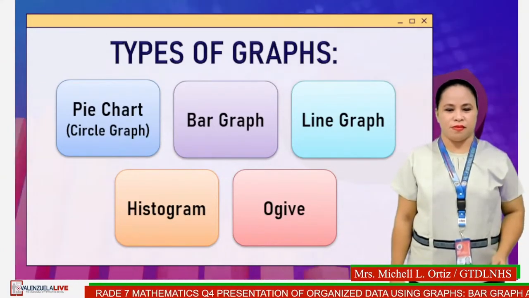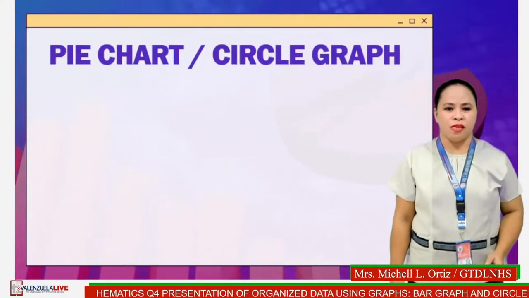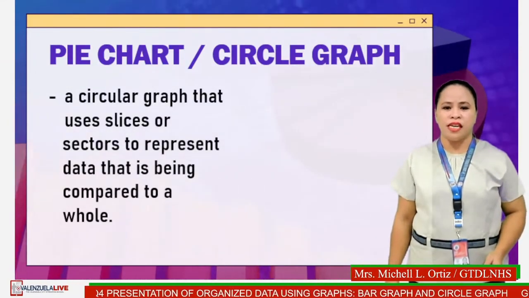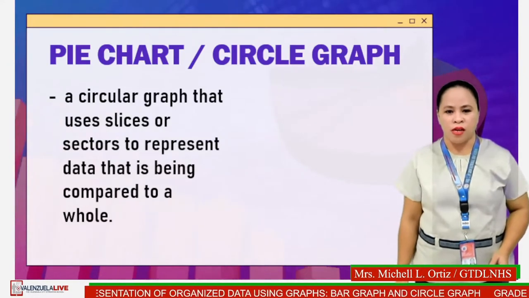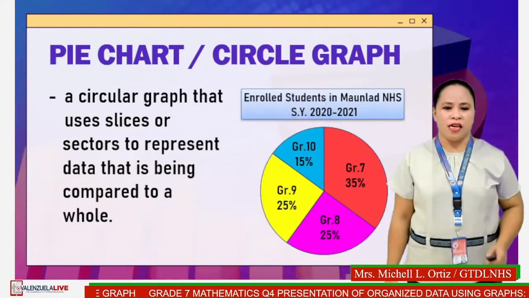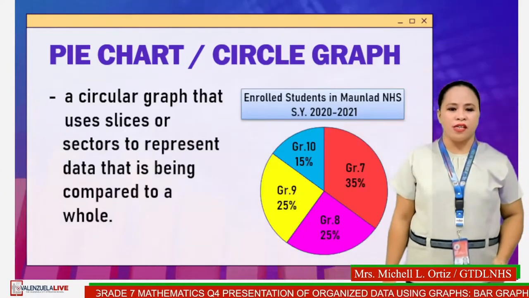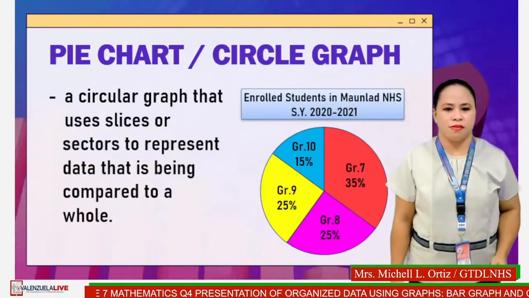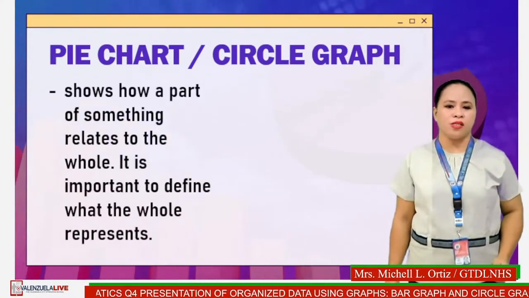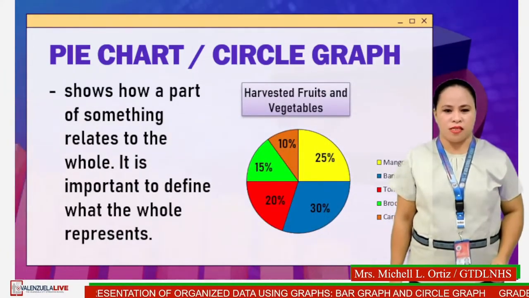Pie chart or circle graph. A circular graph that uses slices or sectors to represent data that is being compared to a whole. The whole circle represents 100% of the data, and each slice or sector is the proportion of the category it represents. It shows how a part of something relates to the whole. It is important to define what the whole represents.